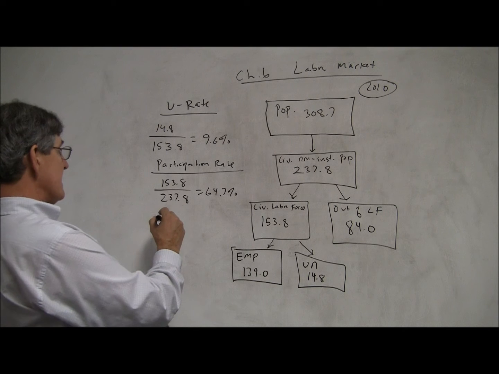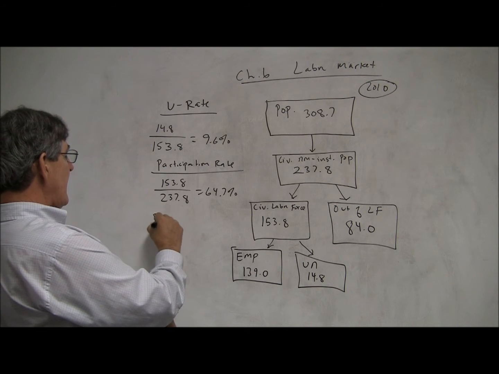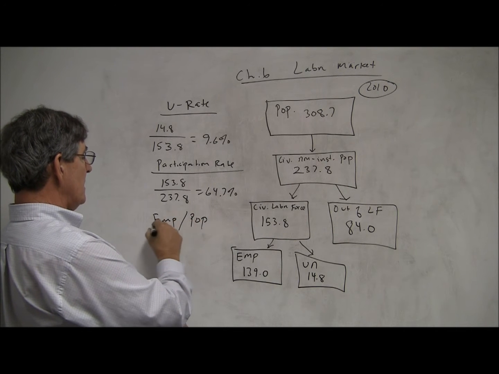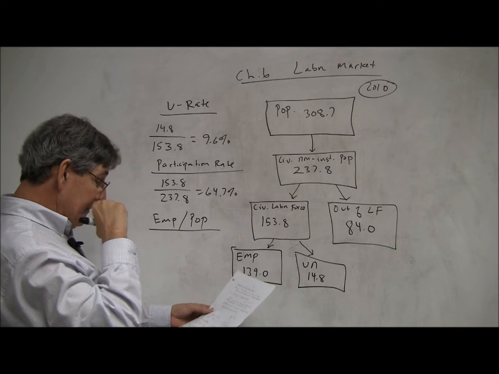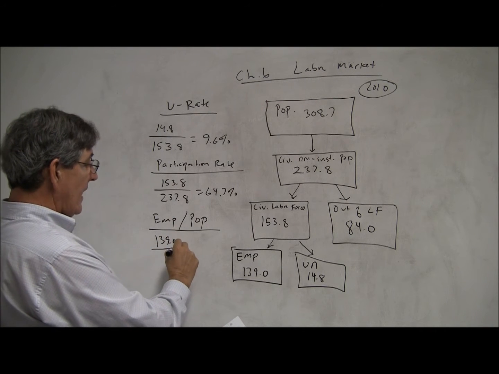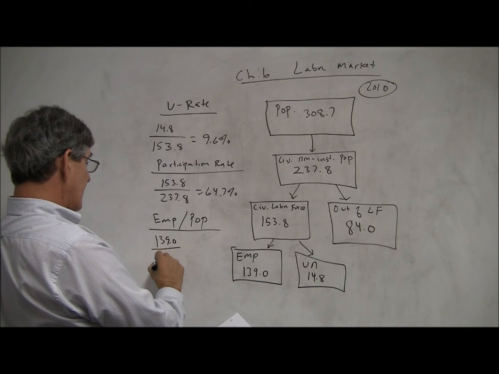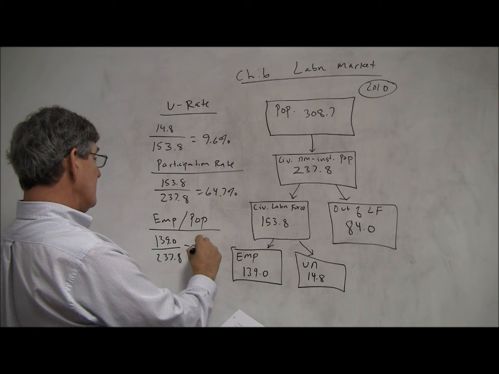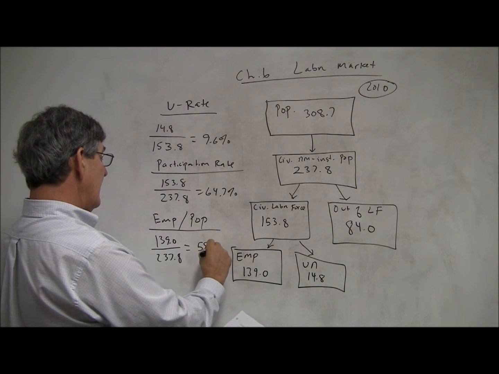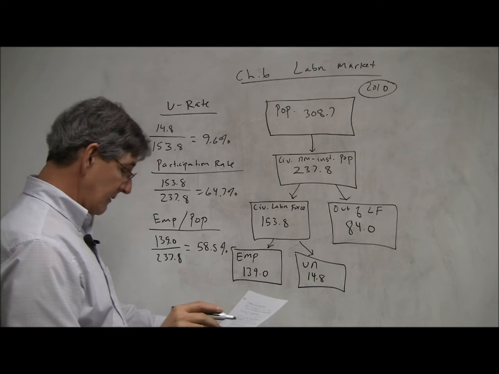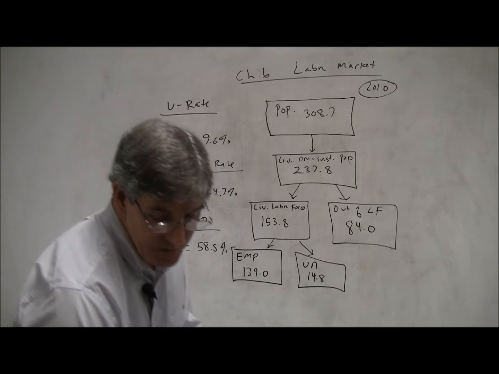And then something that's a nice indicator of how things are doing is the employment to population ratio. And the employment to population ratio was 139.0 divided by 237.8. So it's not the total population, it's the population of people who could potentially work. And that was 58.5%. And that's very low historically, again, because of the recession.